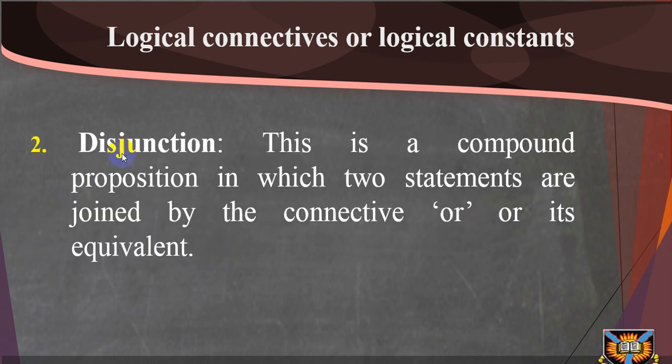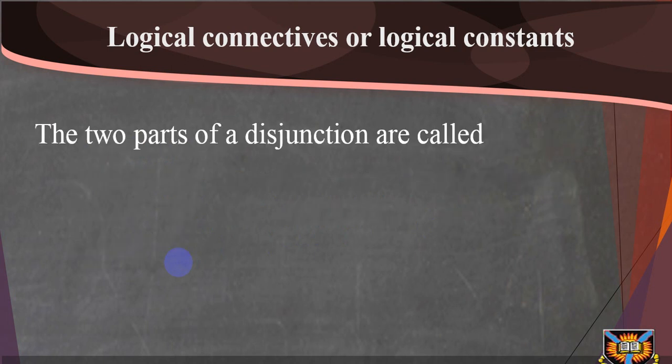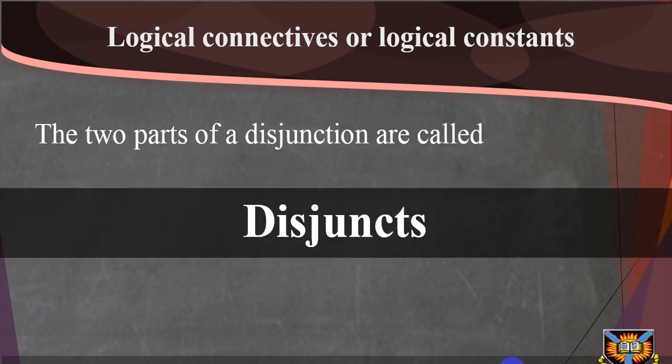Disjunction. A disjunction is a compound proposition in which two statements are joined by the connective "or" or its equivalent. The two parts of a disjunction are called disjuncts, and the logical symbol that represents the disjunction is the wedge, which is the symbol V. The expression "Peter is in Lagos or John is in Kaduna" is a disjunction and is symbolized as P or J. The truth conditions for a disjunction can be expressed as follows.